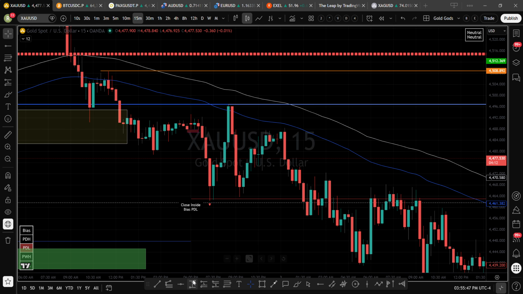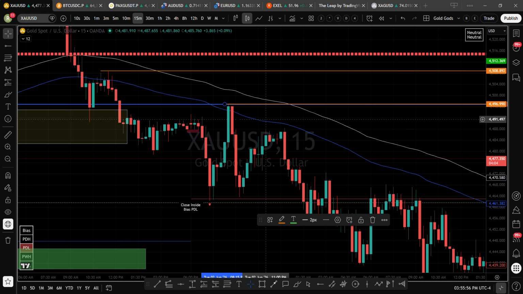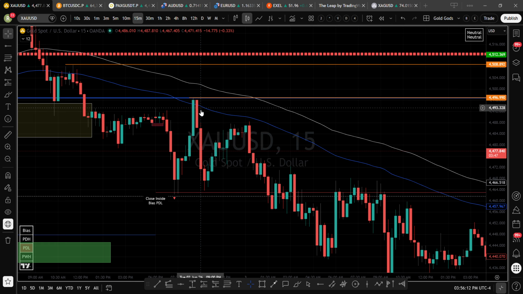So what we would have done is, price comes, hits that, we put our stop loss at the top of this candle. We wait for this candle to close, and we get in here, and then we ride it down. Let's say you missed that. Let's say you missed this one.